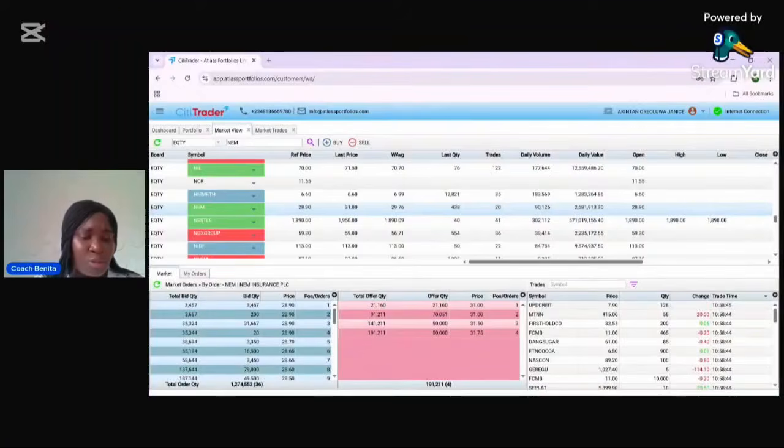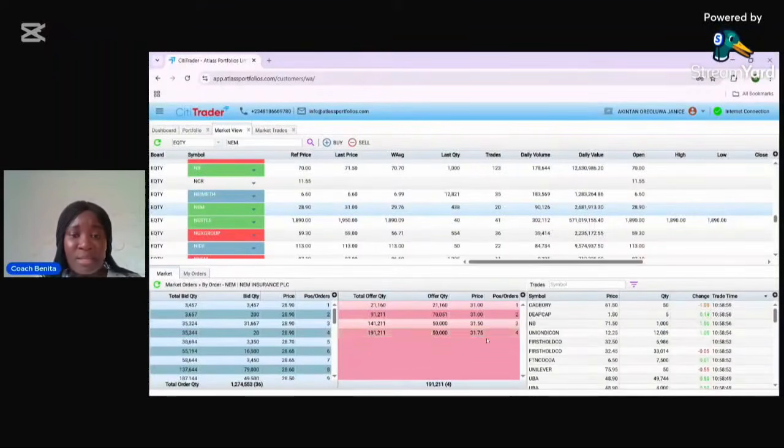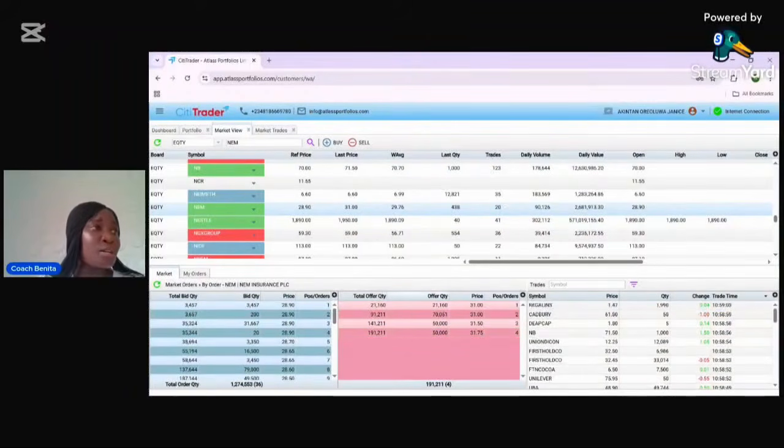1 million plus units to be bought, less than 200 units to be sold. So I can decide that if I want to sell, I want to sell well and I want to sell higher. So I'll come here and place my bid at 31 naira 70 kobo. And when all these four people get sold to, I also get sold to, and at a good price.